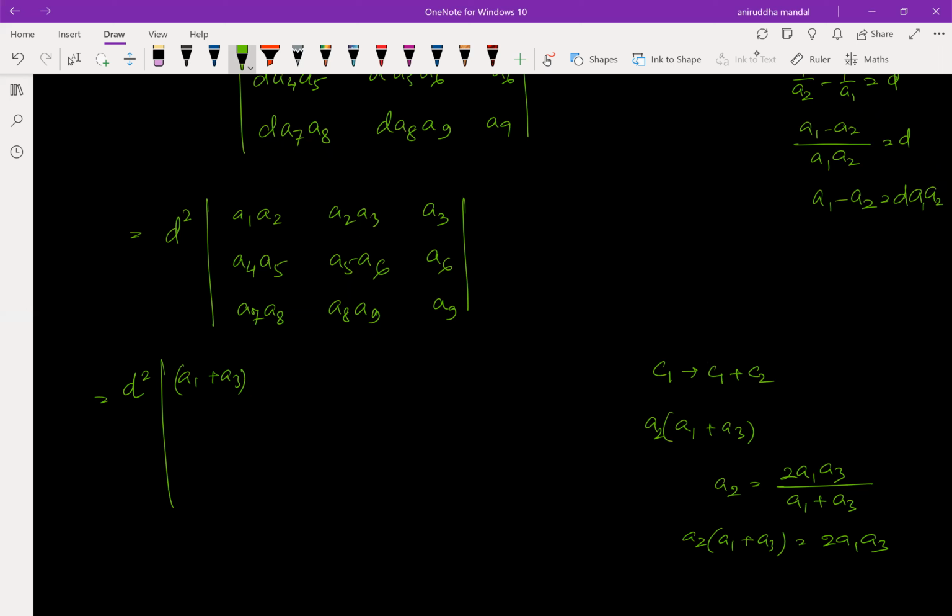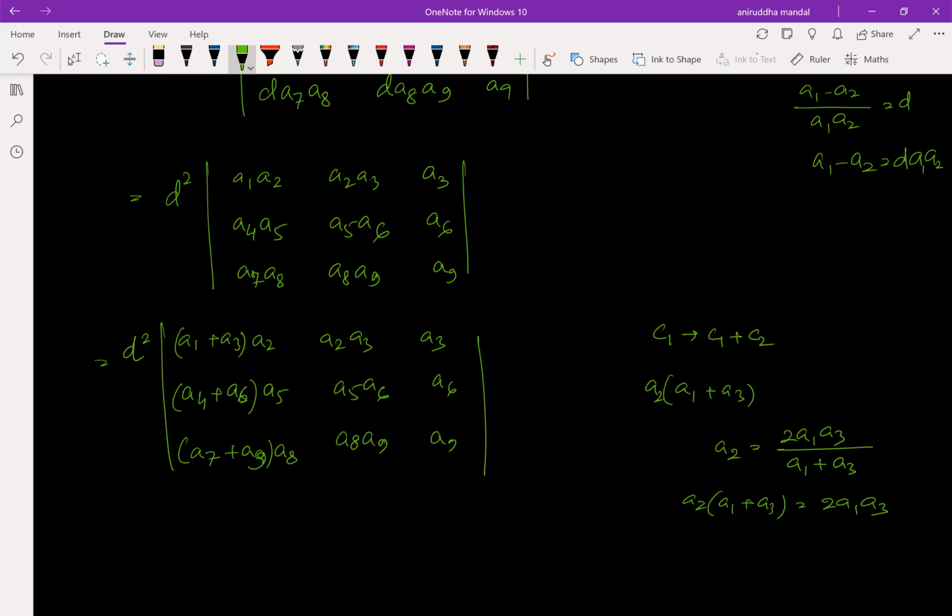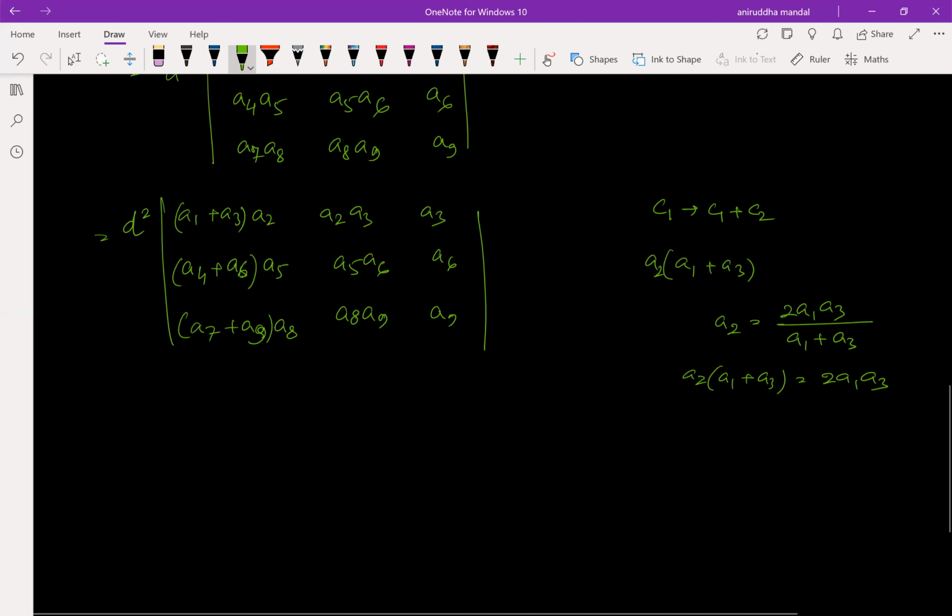Column operations we have done, C1 as C1 plus C2. So we are just writing this once, then we will use our property for HM. So let me write this first. So this is A5, A6, A6, and this is A8, A9, A9, and this is A7 plus A9 into A8. Okay, now we use the property of this HM.